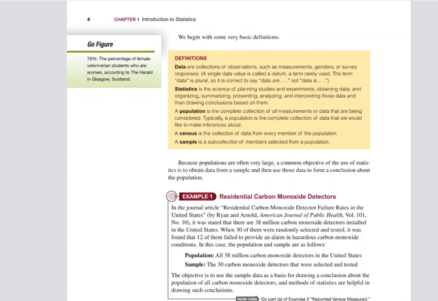So what I want to do is pull this off of here. I'm going to write on this board, but I want to clarify that information just a little bit more.